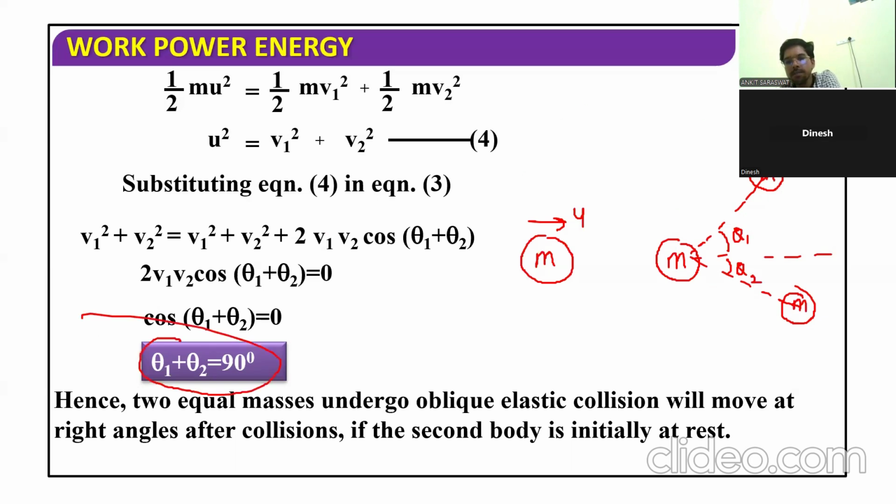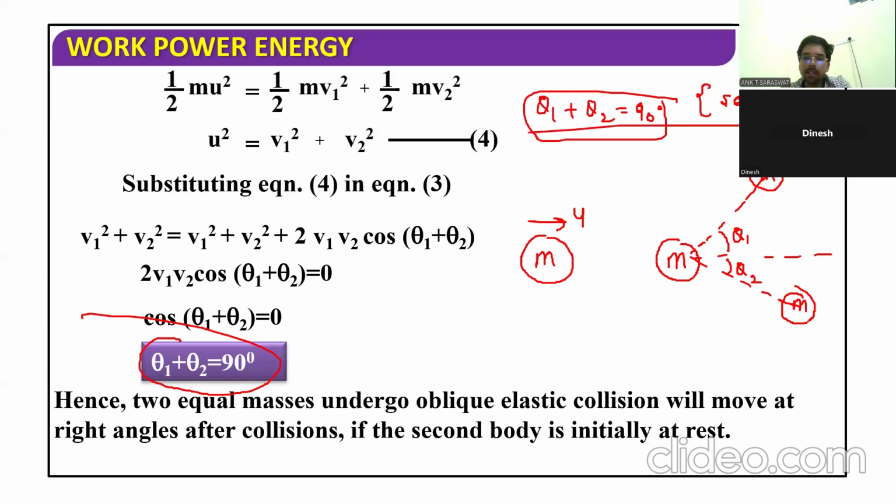This theta 1 plus theta 2 equals what? 90 degrees when the masses are the same. The objects which are colliding have the same mass, colliding obliquely, and the collision type is elastic. They can ask a direct question in JEE. And the condition is that the second body is at rest. Clear?